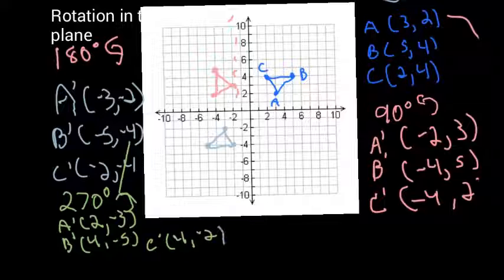So let's draw in that triangle: (4, -2), (4, -5), and (2, -3). So there is my 270-degree rotation.